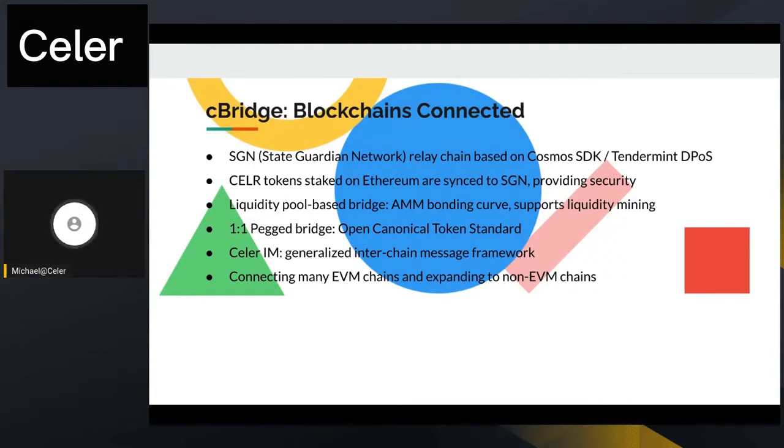And finally, we have what we call Celer IM, an interchain messaging framework to support generalized smart contract calls across different blockchains. Currently, we're already connected to around 20 EVM chains, and we're also expanding to non-EVM chains in the very near future.